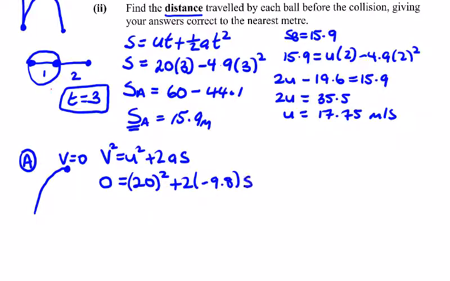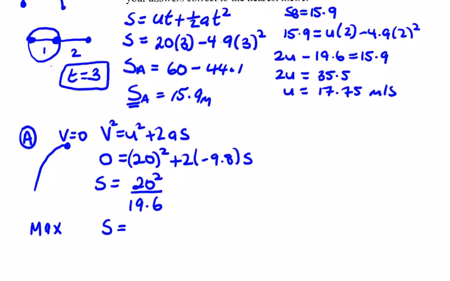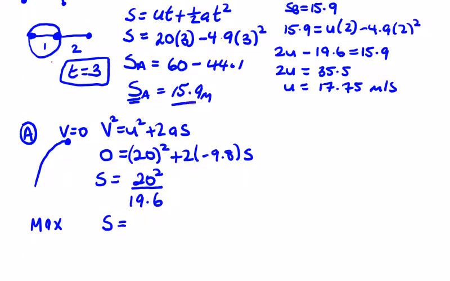It will be this equation. So s is going to be the initial velocity squared divided by 19.6. So this is the max height, and then it's going to be on the way back down. It's going to travel a little bit more distance till it gets to the point at 15.9 meters. So let's just put this into a calculator. It's giving me 20.4 meters. So it has gone up to here at 20.4, and then it's on its way back down. Let's just write it like this, and it ends up at 15.9.